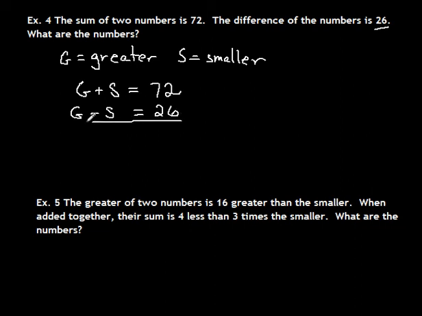Now you just use your elimination. 2G equals 98. Divide by 2, and you get 49. So the greater number is 49. That means that the smaller number is 23.